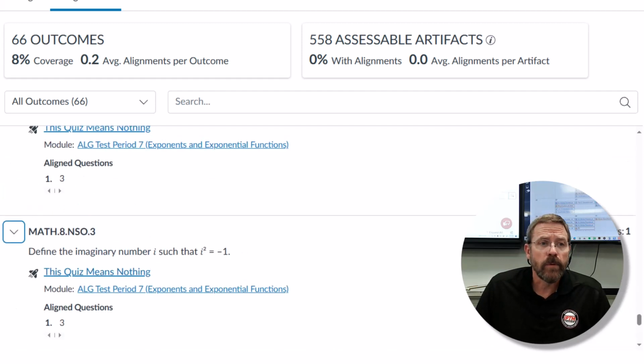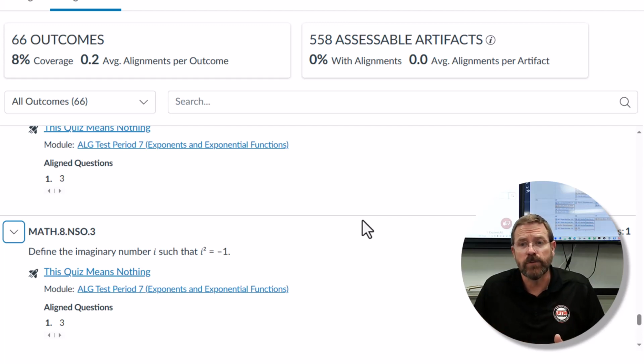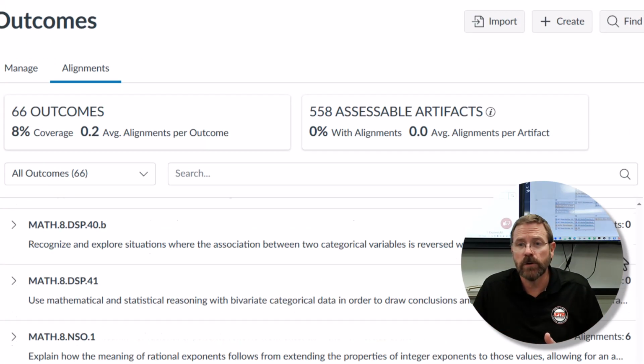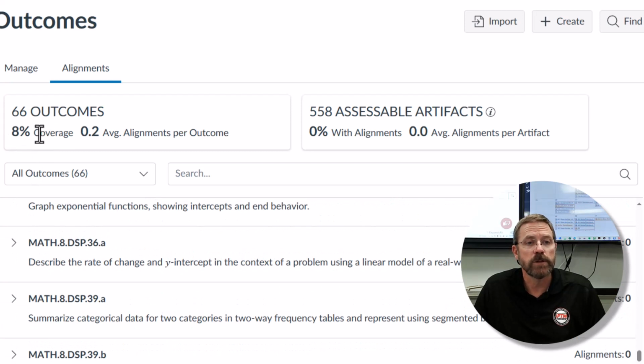But good information is you can see which of your standards you have assessed, which of your standards you still need to assess based off of the alignments over here, and what percentage of your overall standards you've covered.